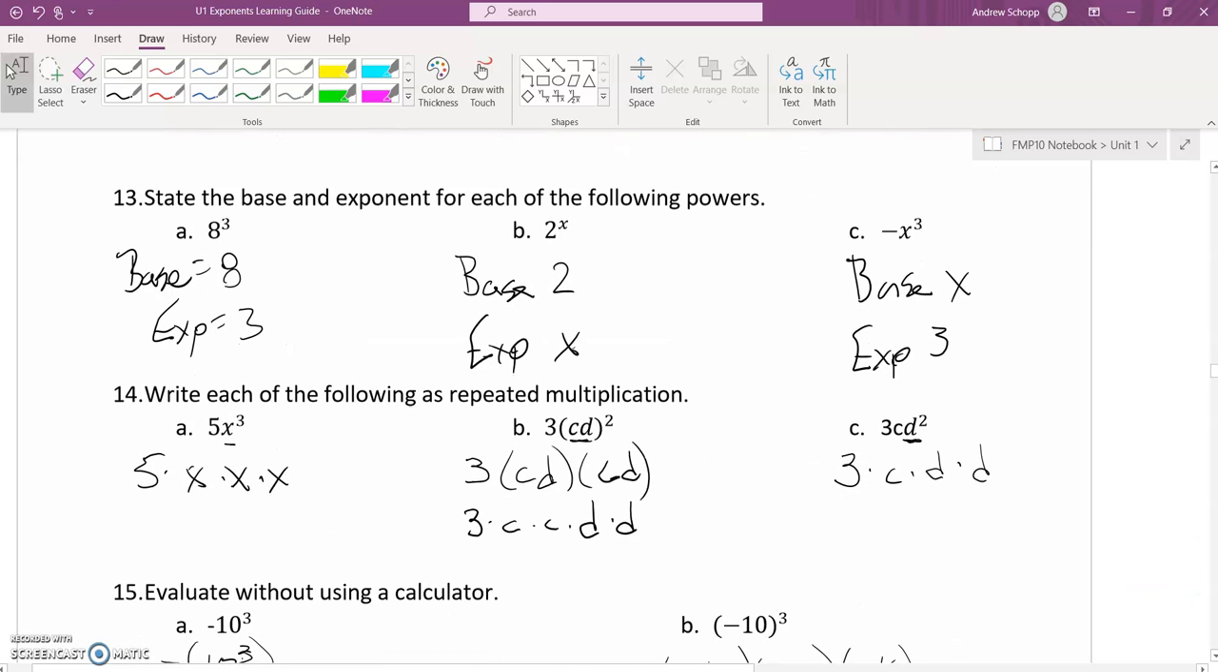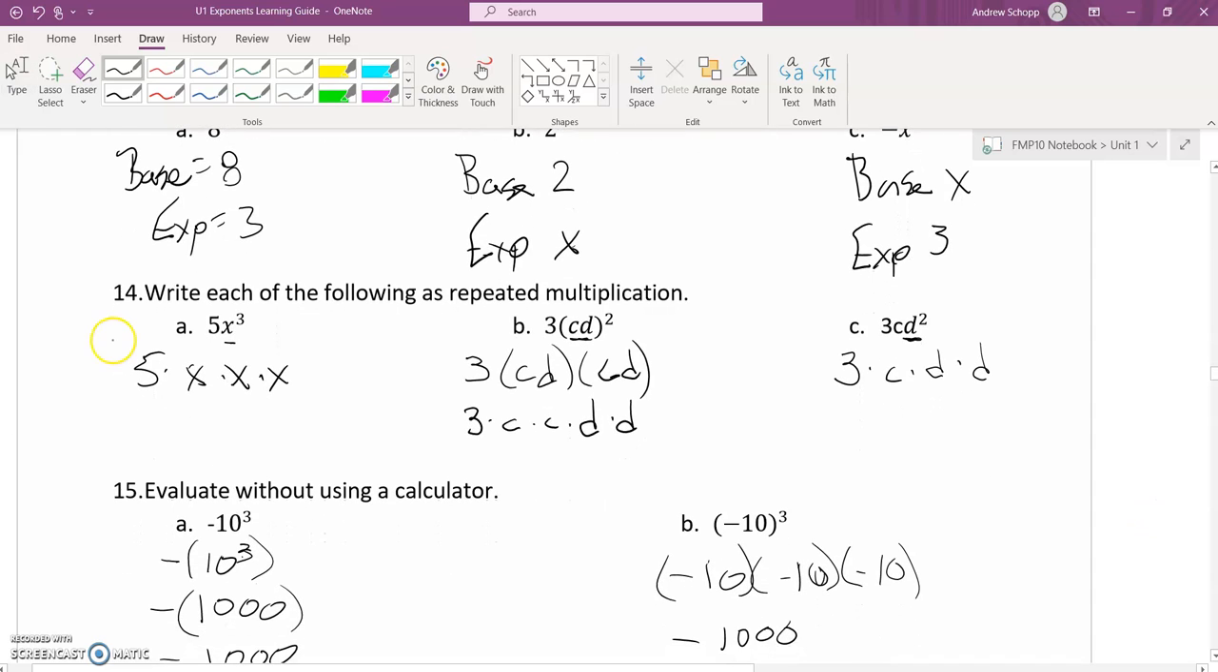State the base and exponent for each of the following powers. So base is 8, exponent is 3, base is 2, exponent is x, and the base here is x with the exponent of 3. Be careful you don't identify the base as negative x.